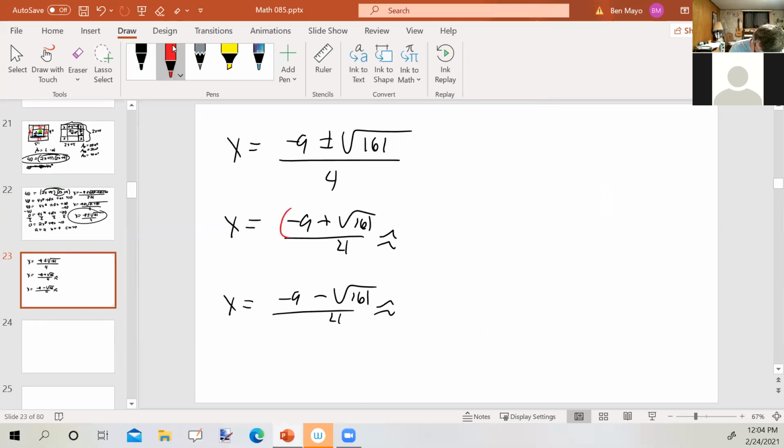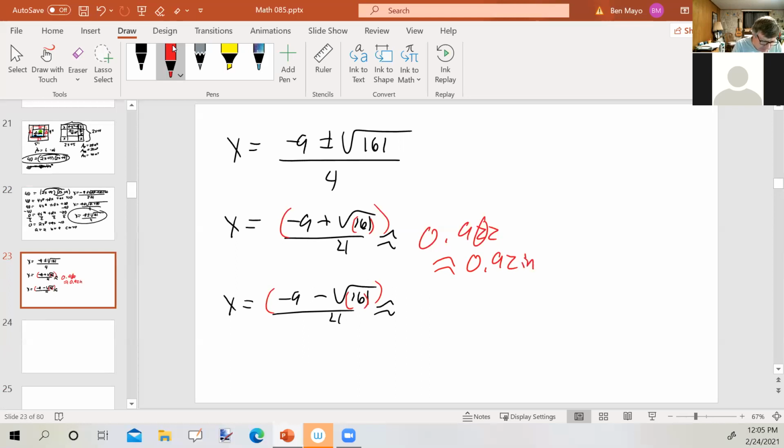So again, I need parentheses around the whole thing and the radical around the whole thing and just the radical. Parentheses, negative 9 plus the square root of 161, close it up, close up the whole thing, divided by 4. I get 0.922. Rounding to the nearest hundredth, you'd get 0.92. And this is what? Inches.